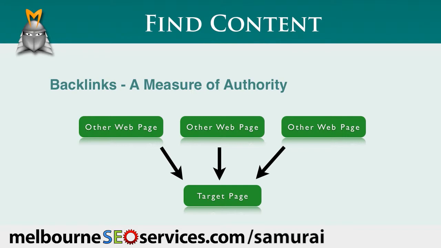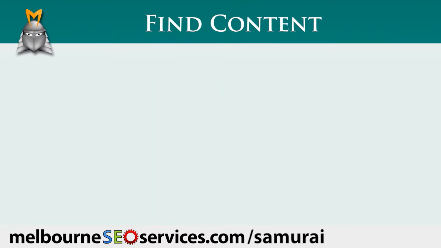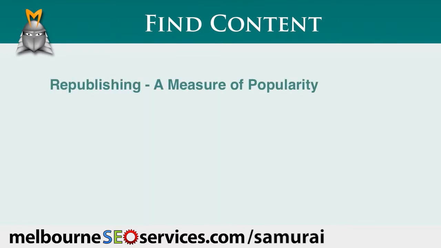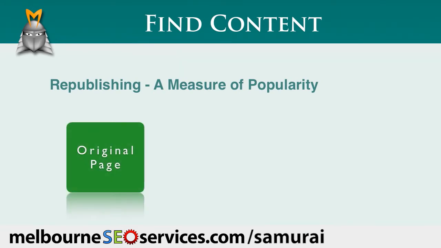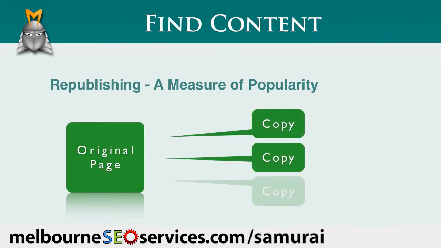If we're comparing two pages and the first has a higher Google page rank, then again, we'll say that it's more popular. Also, if we're comparing two pages and the first page has been taken and republished in different places around the web a number of times, then we'll say that it's more popular because it's been republished lots of times.